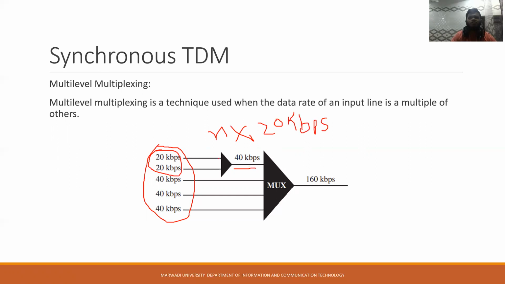N is nothing but the number of connections, that is 2, 2 into 20. So we have 40 kbps. So we have achieved 40 kbps, which is the equivalent of this. So we have made everything equal, even though it wasn't at first, but we have used one more level of multiplexing. So we have called this multi-level multiplexing. And now the multiplexing is possible with this. So this is the one case.